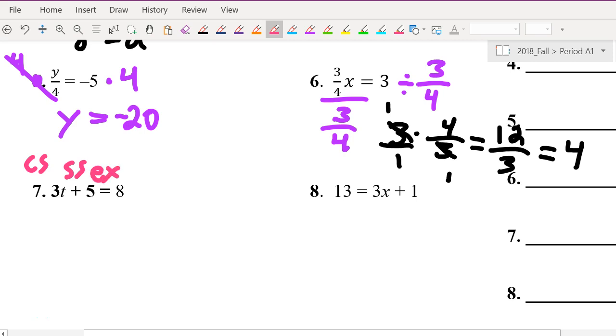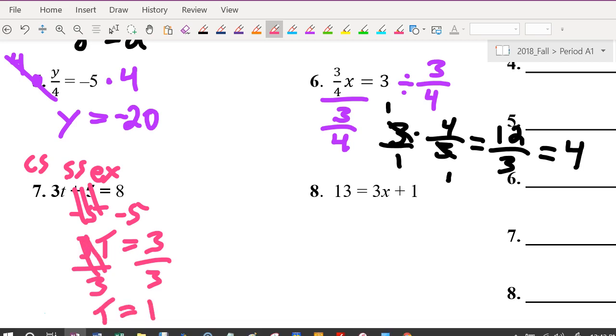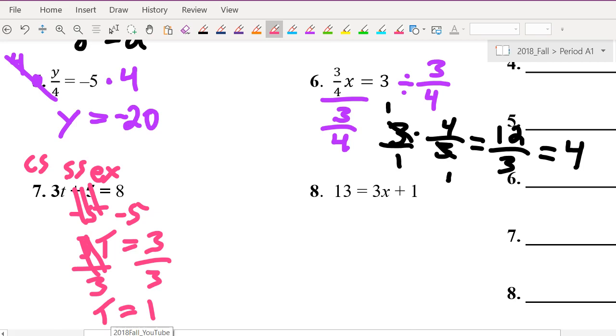What do we get rid of first? Superstar, co-star, extra. Extra. So you're right, it's the 5. 3t equals 3. Once we divide by 3, t will equal 1. So remember, you've got to show these two steps: subtracting 5 on both sides and dividing by 3 on both sides.